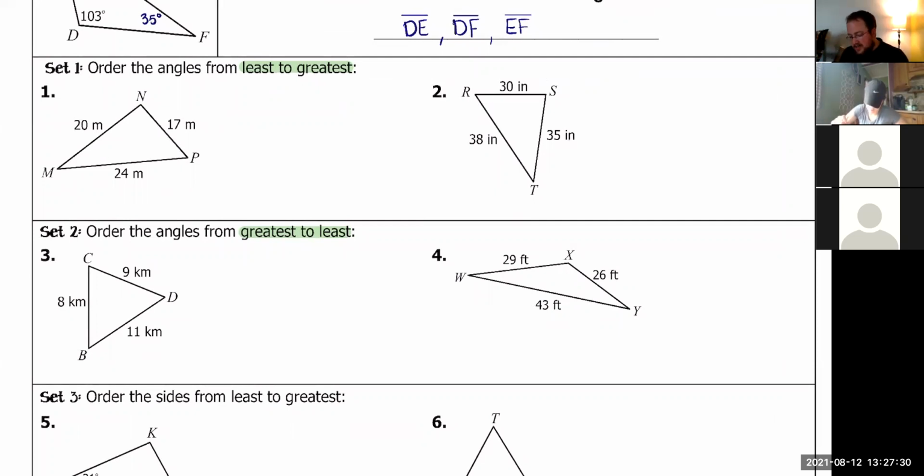Okay. So if you wanted to take a moment, I'm going to do number 1 and then the rest. So long as you're careful, I think you guys could do as well. I'll give you the answers there. But taking a look at number 1, what is the smallest angle going to be? 17. 17 is the shortest side. So what is the angle opposite that side? M. So angle M is the smallest, followed by, probably, the 20 meters is the next shortest side. So angle P is opposite that, which leaves me with angle N.